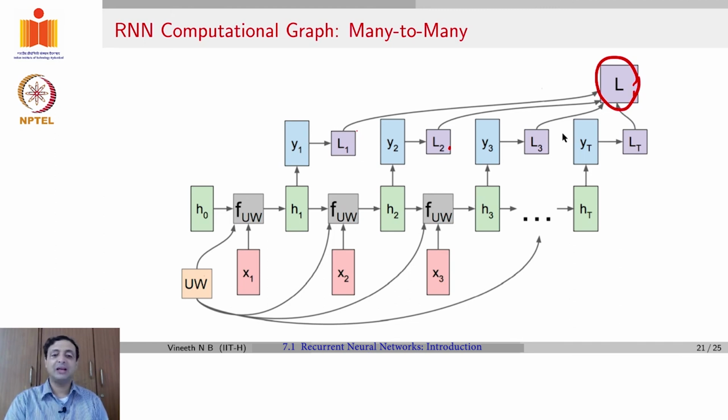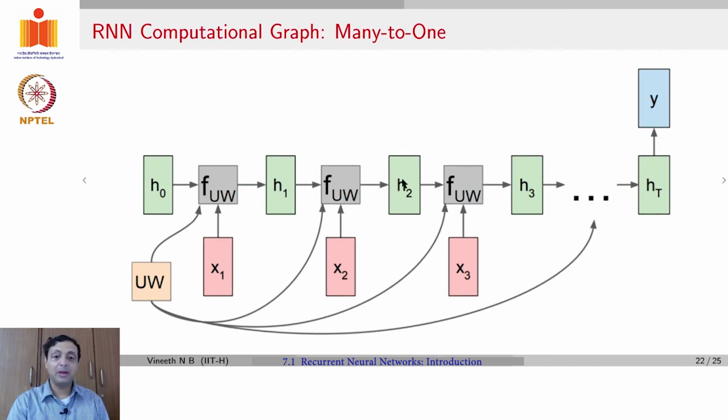If you look at, say, video captioning, which would have been an instance of such a many-to-many architecture, you could look at L1, L2, L3, LT, and so on, as variables that hold each word of the caption, and L be the final caption that is given as output of the RNN. If you considered a many-to-one architecture, the computational graph would look something like this.